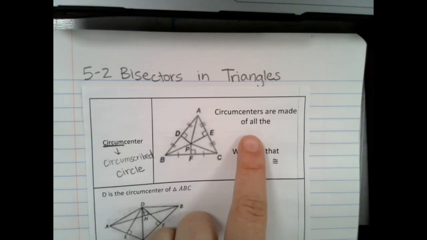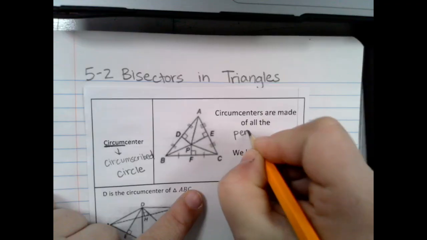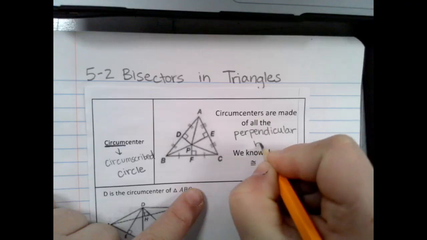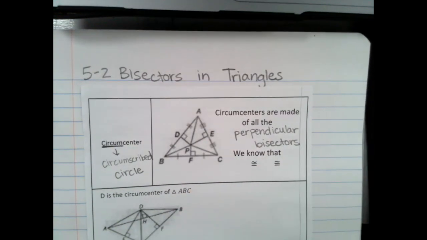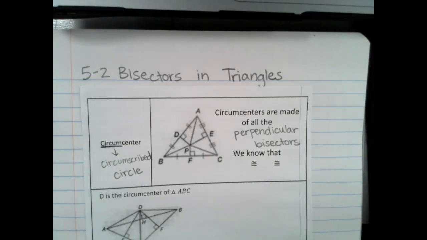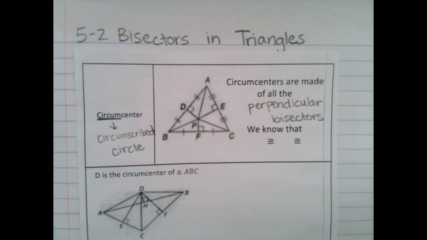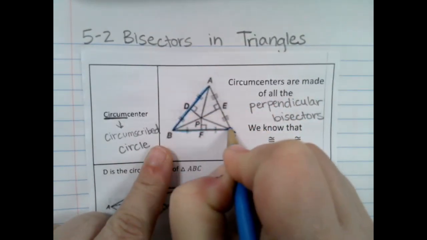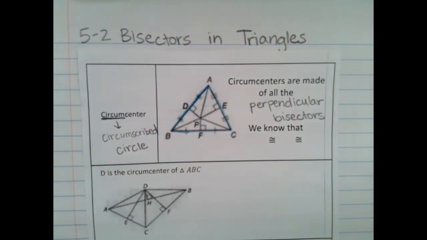All right, so circumcenters are made out of all of the perpendicular bisectors. As I take a look at this triangle, I'm going to start with triangle ABC. We're looking at this big triangle. That's how this is created. It's making the big triangle first.